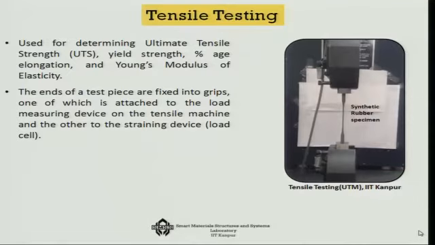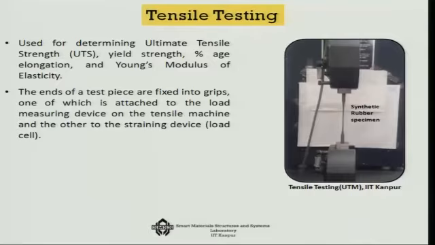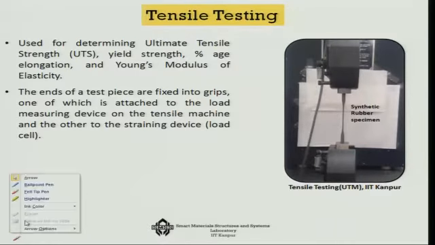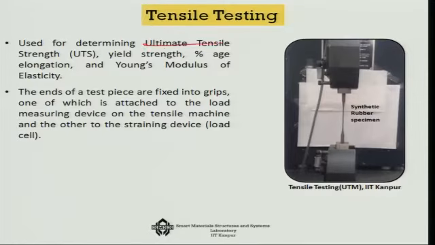We carry out, how do we measure this property? In order to measure this property, we use a tensile testing system, in a machine which is known as the universal testing machine, in which we find out properties like, for example, ultimate tensile strength, yield strength, percentage elongation, Young's modulus of elasticity, etc.